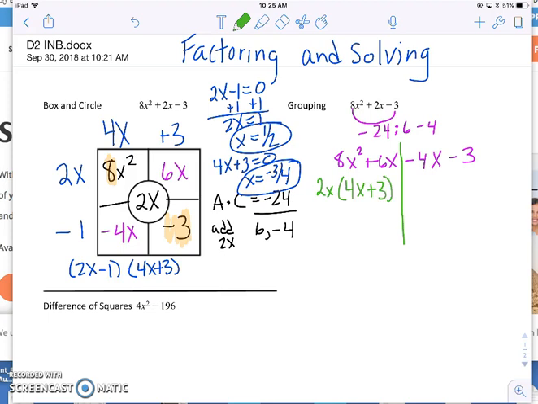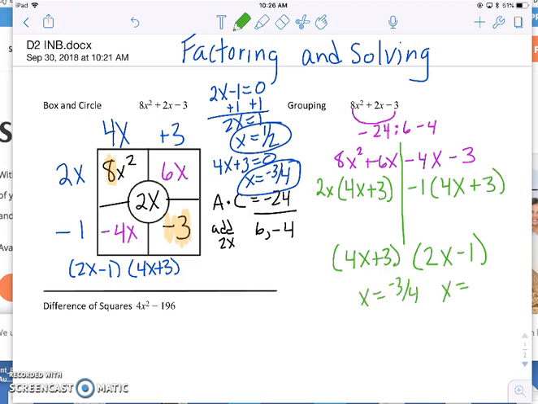So we have that over here, but it's negative. So if we factor out a negative 1, we'd have positive 4x plus 3. So it factors into one parenthesis, the one that's the same, 4x plus 3. And the other parenthesis is 2x minus 1. And again, to solve, we'd have x equals negative 3/4 and x equals 1/2.